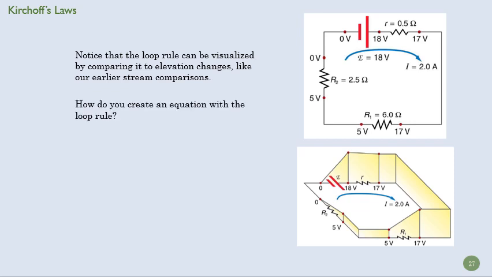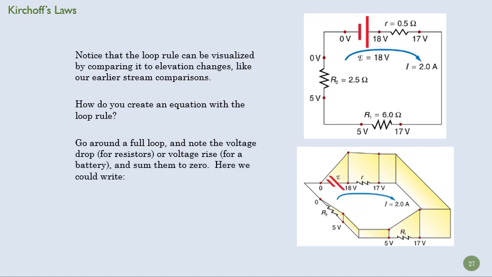So we talked about that. So how do we create an equation here? Well, you go around the loop, and you note at each change what that voltage change is. So here we could start at our 0 point. We're going to go up our EMF, that's our voltage. The voltage of the battery is actually the EMF minus the change in voltage across the internal resistance. Again, don't worry too much about that. We're not going to worry too much about the internal resistance in batteries. So we can assume the battery is going to jump us up 18 volts.